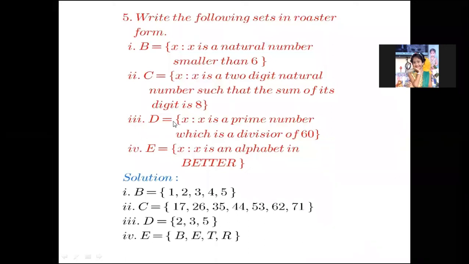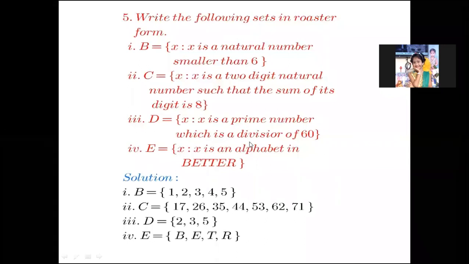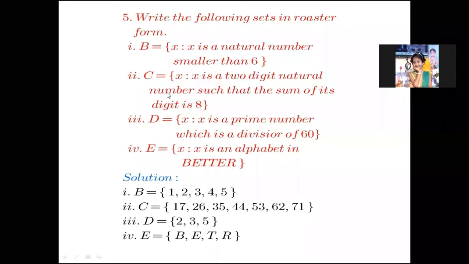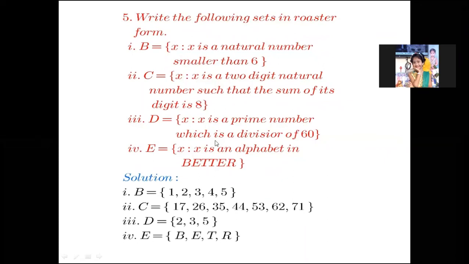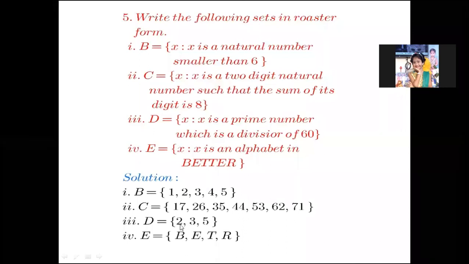Next, see the next question. D is equal to x such that x is a prime number which is a divisor of 60. Prime numbers which are divisors of 60 only we have to write in that set. If you write the divisors of 60 which are prime numbers, we have only 3 elements, which are 2, 3 and 5.